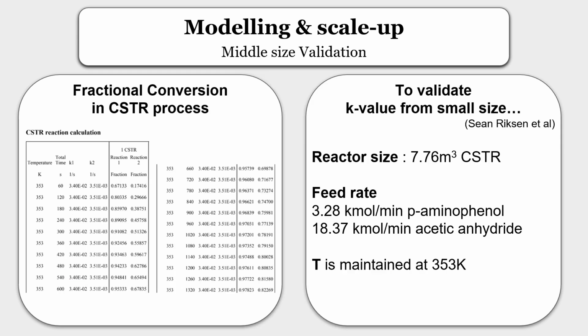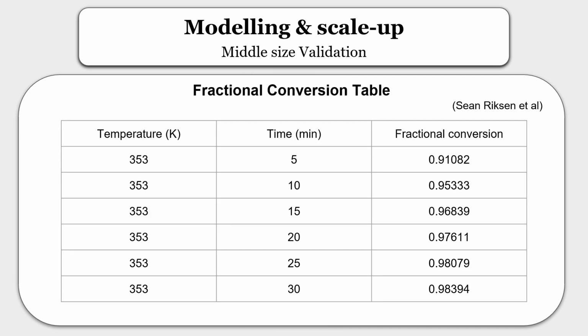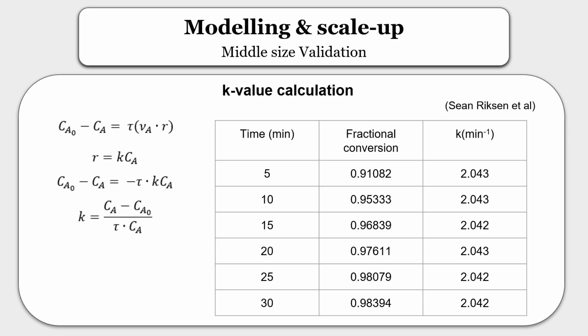For validation of the K value, we found another research paper with another size reactor. Here in Jean-Luxen's research, there is fractional conversion data in a CSTR. The reactor size is 7.76 cubic meters with 3.28 kmol per minute p-aminophenol and 18.37 kmol per minute acetic anhydride feed at 353 Kelvin. Here we organize the table of the paper every 5 minutes.